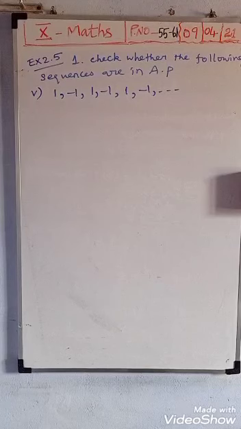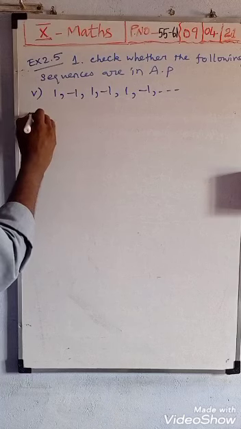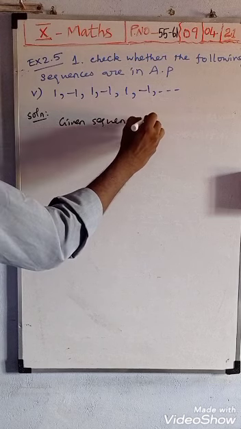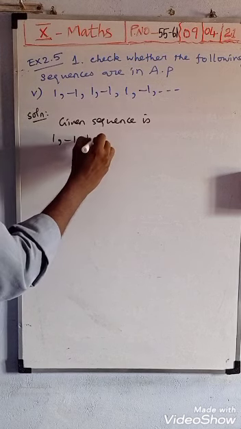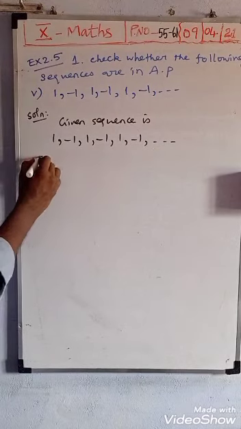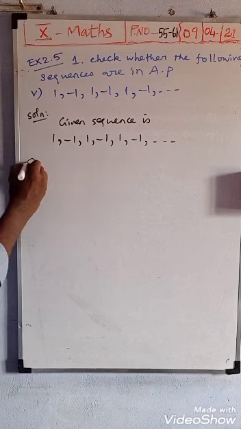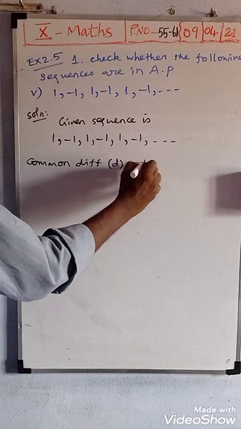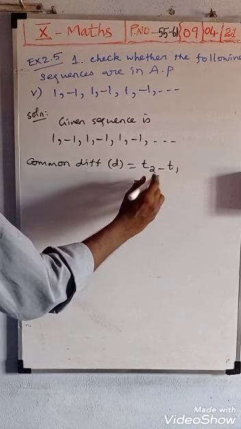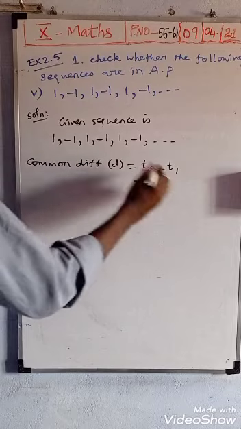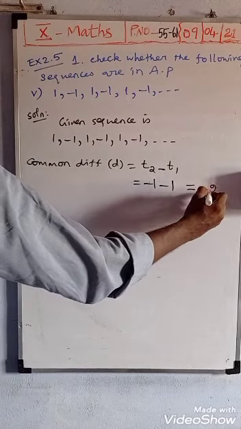That's all. See, next one you check whether it is an AP or not. So you should write the given sequence. Solution: given sequence is 1, minus 1, 1, minus 1, 1, minus 1. So like that it is going. Now check the difference. The common difference D is equal to second term minus first term. So the second term is minus 1, minus 1 formula minus, here it is 1. So minus 1 we will add, minus 2.